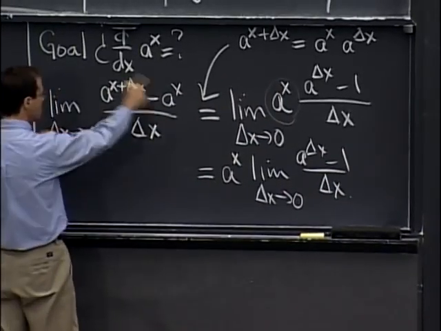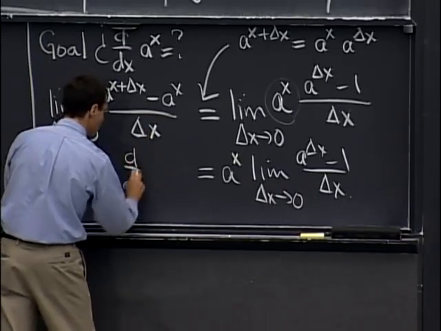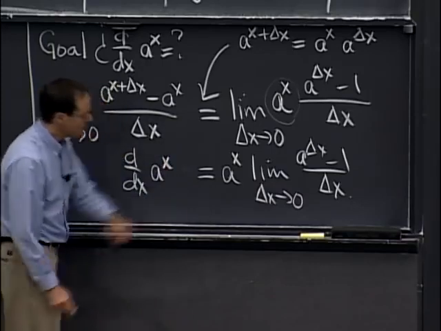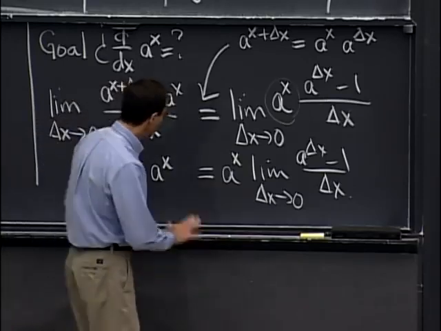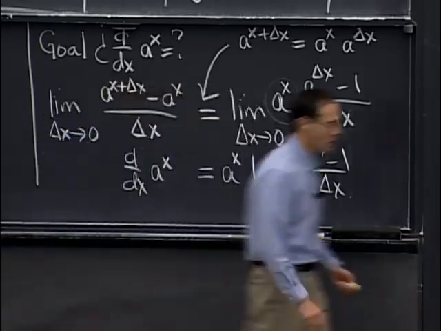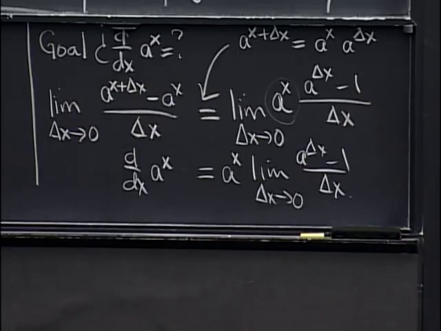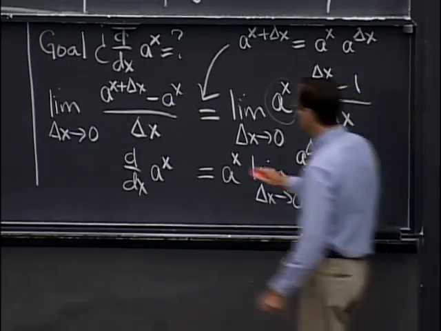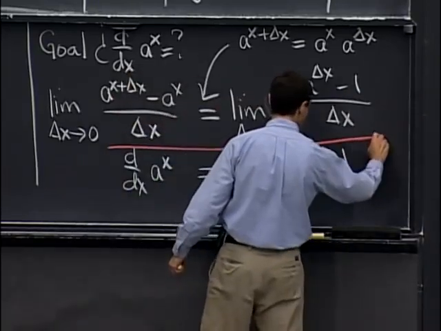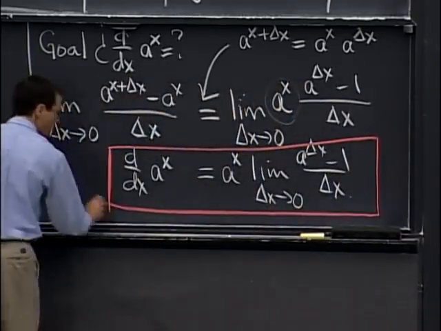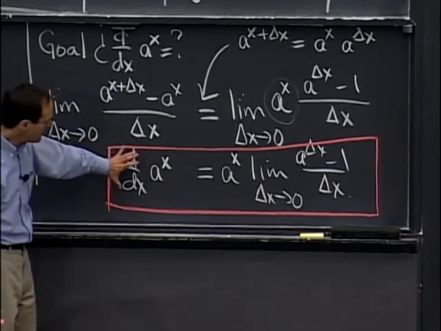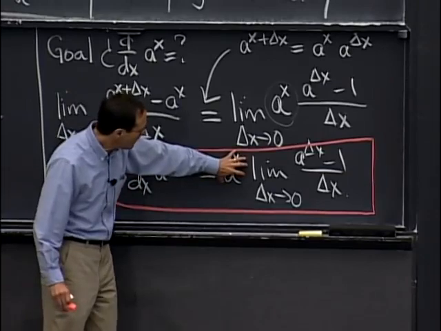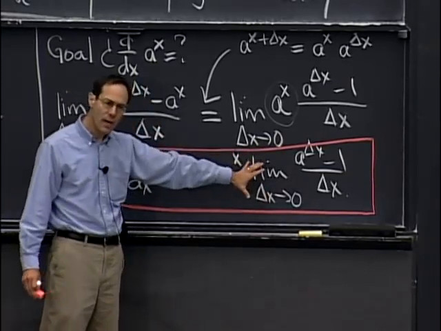And so what I have here, this was by definition the derivative. So here's d by dx of a to the x, and it's equal to this expression here. Now, I want to stare at this expression and see what it's telling us, because it's telling us as much as we can get so far. So first, let's just look at what this says. It's saying that the derivative of a to the x is a to the x times something that we don't yet know.